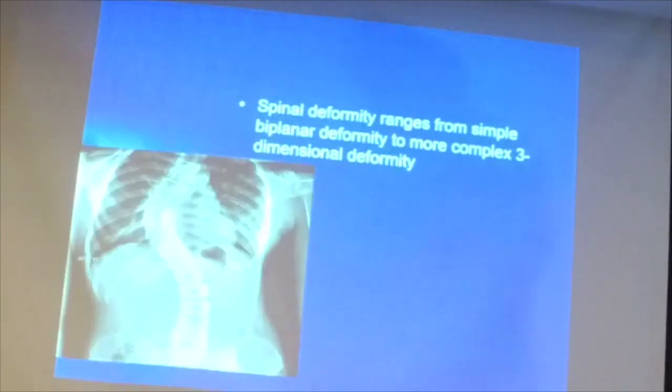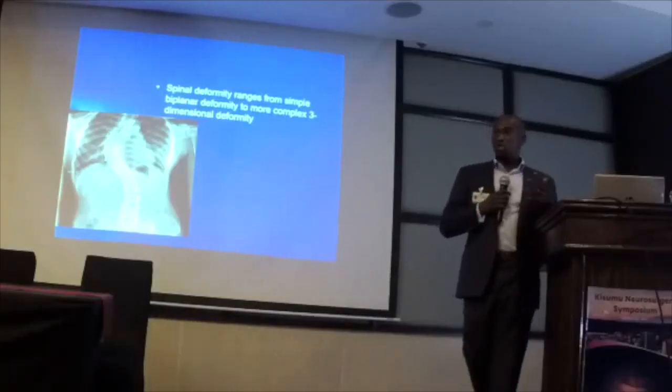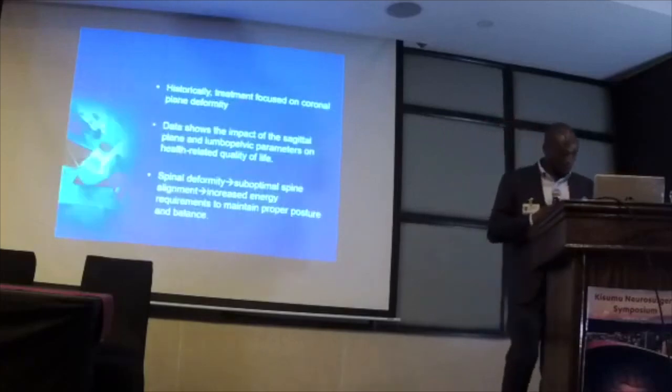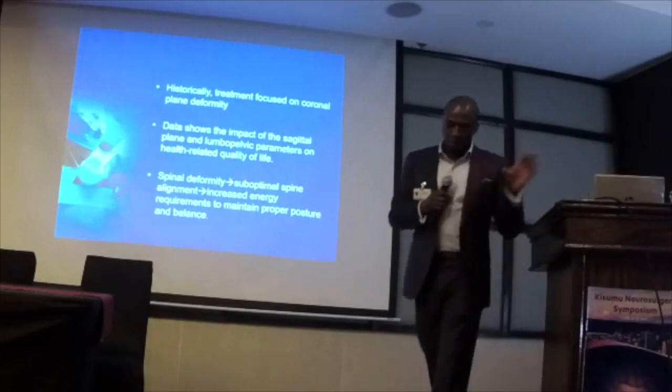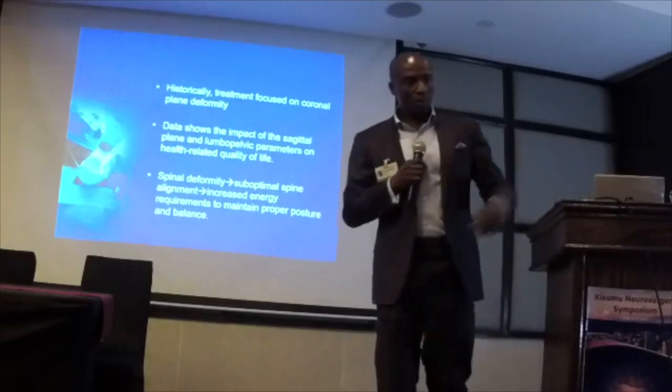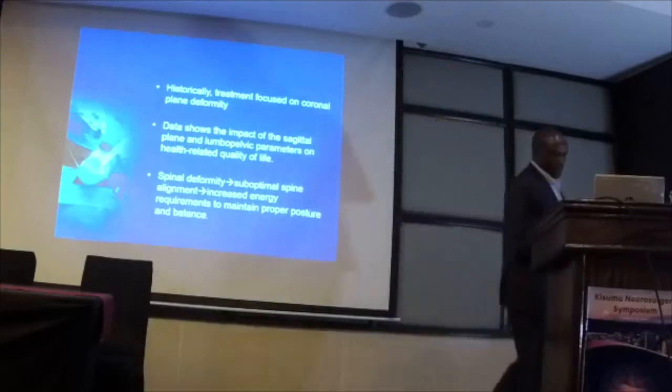So, spinal deformity will range from biplanar deformity to more complex 3D deformity, like what you see in that image, where there's rotation, there's coronal deformity, there's sagittal deformity. So these things can get pretty complex. Historically, we focused on coronal deformity. That has now been kind of put to the wayside. We look now at sagittal deformity more so than anything else.